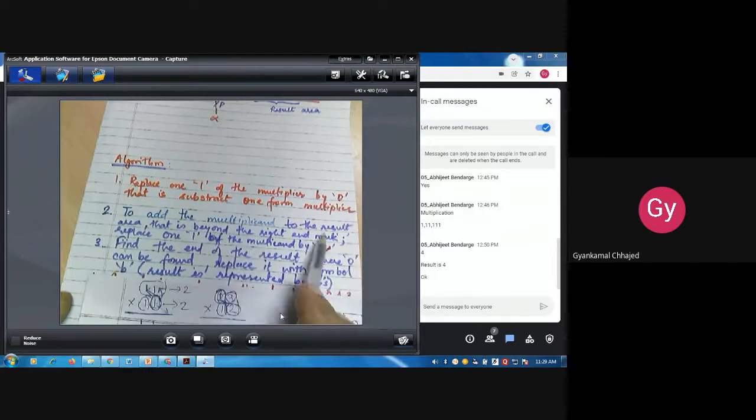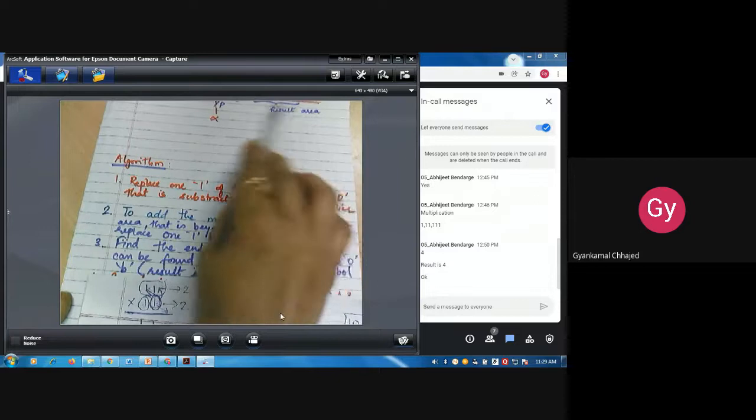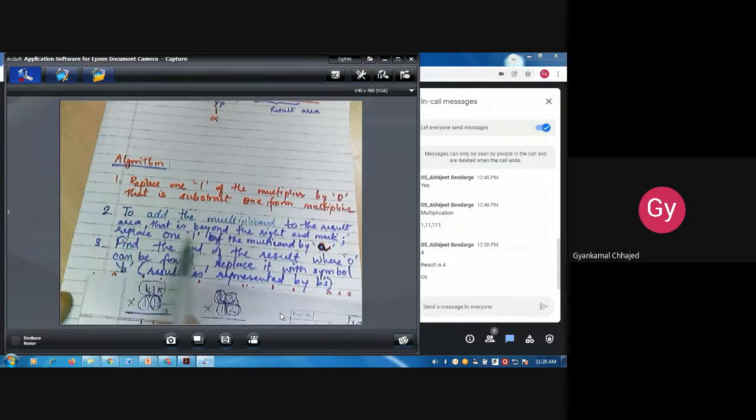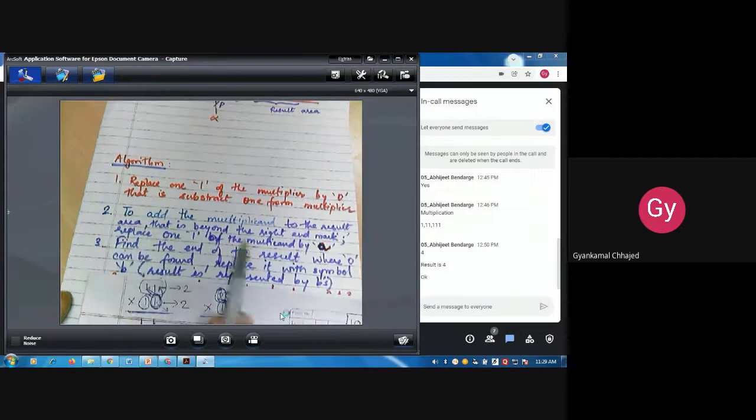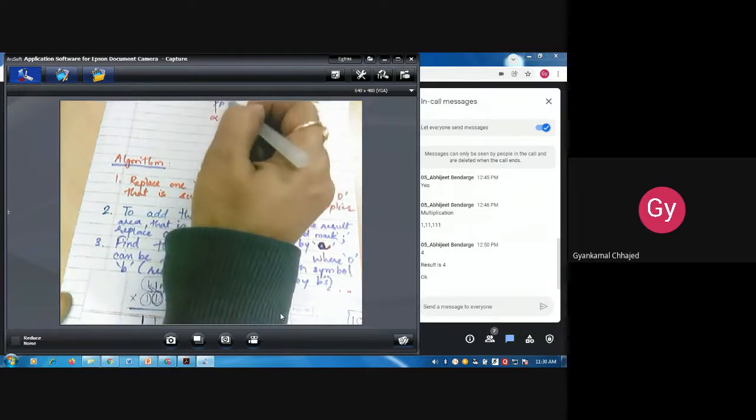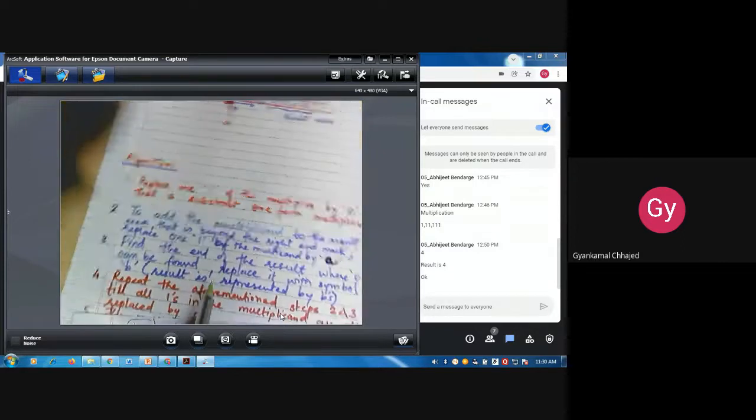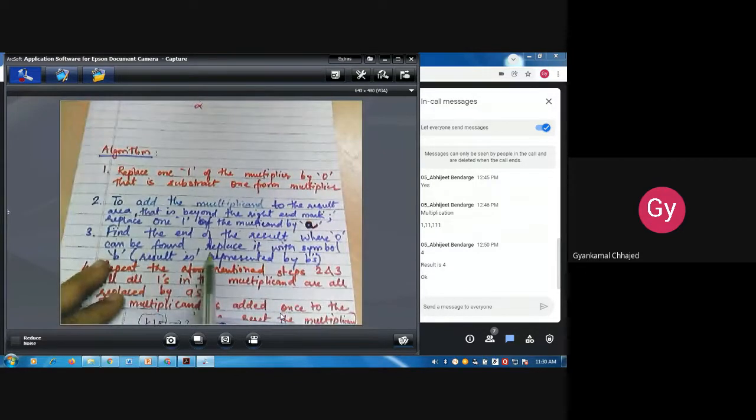Okay, so what we are doing: replace 1 of the multiplier by 0, that is, subtract 1 from the multiplier. Then add the multiplicand to the result area, that is beyond the right hand mark, and replace 1 of the multiplicand by a. What we have to do here is add the multiplicand. Now we want to add this multiplicand. So this is your multiplicand. It will be replaced by a. Find the end of the result where 0 can be found. Here, replace it with the symbol b. Here you will be writing b. The result is represented by b's.